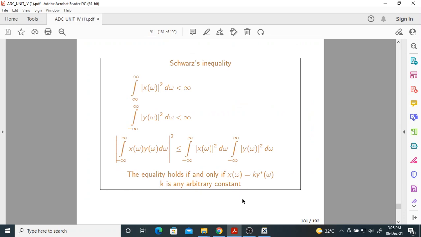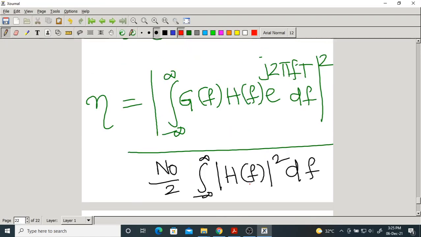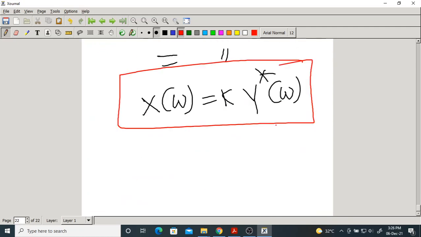You study this. So this is an inequality, but it becomes equality whenever x of omega is equal to some constant k times y star of omega, the conjugate of y of omega. If it is not satisfied, this quantity is always less than that quantity. So let us apply this rule to our equation. Let us apply it to the numerator, this part and this part.